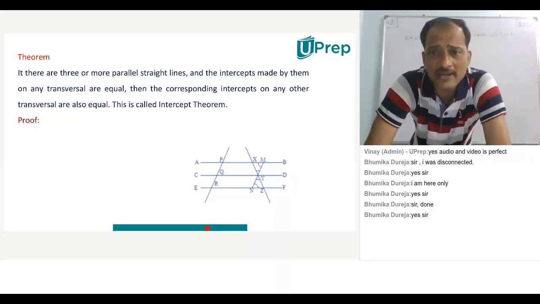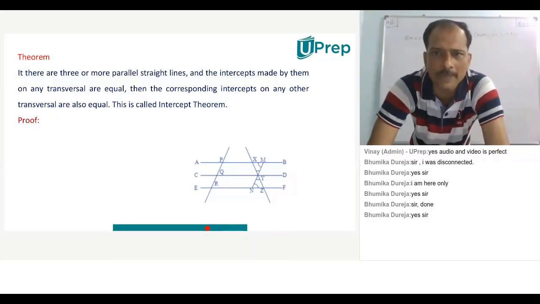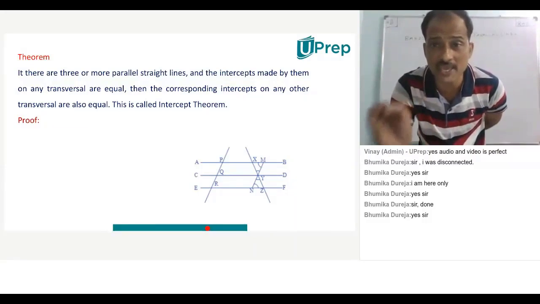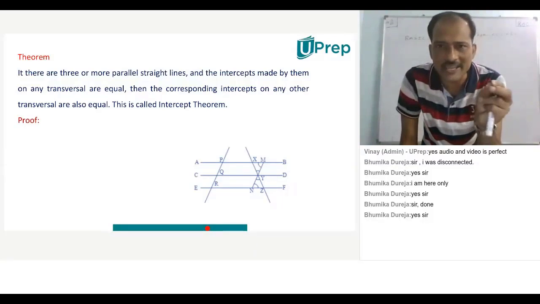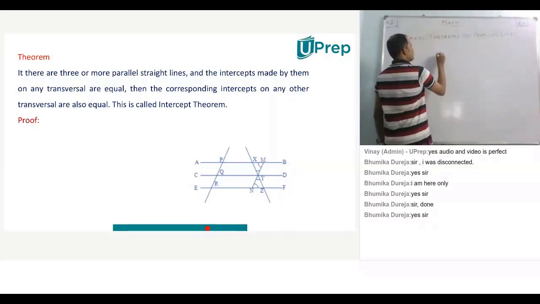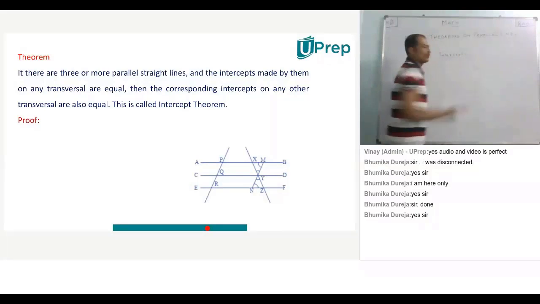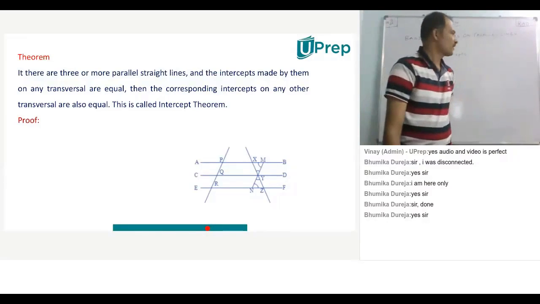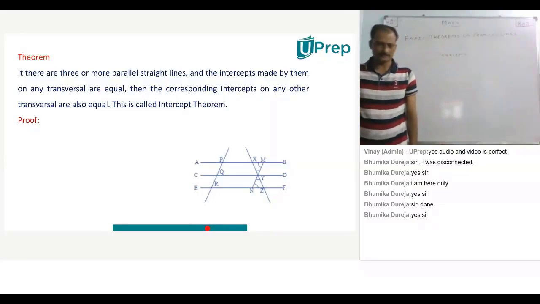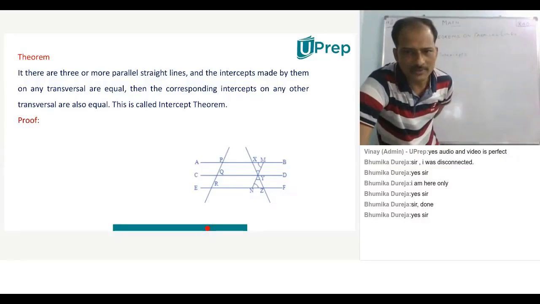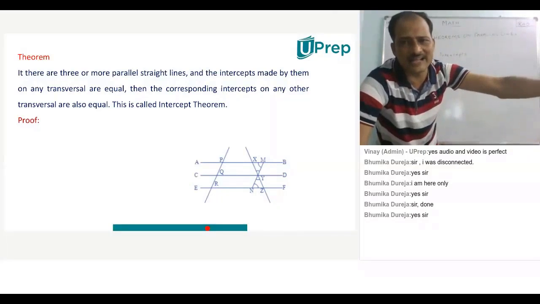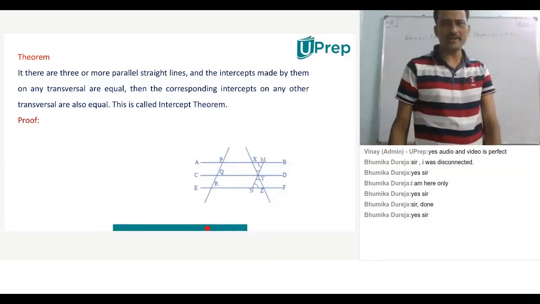Write down. If three or more parallel lines make equal intercepts on one transversal, then they also make equal intercepts on any other transversal.